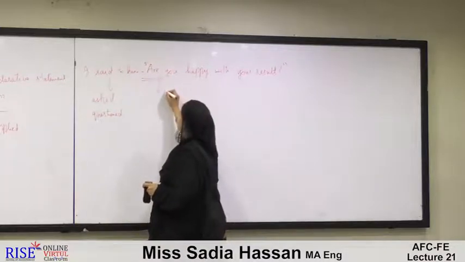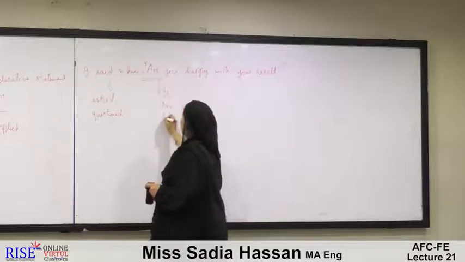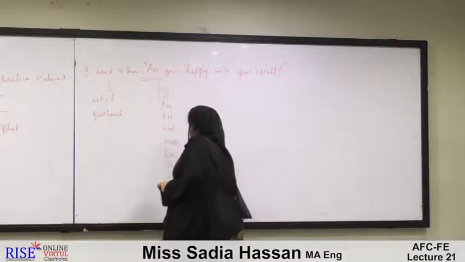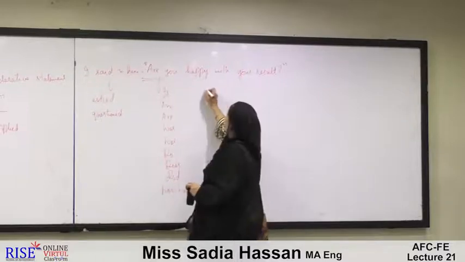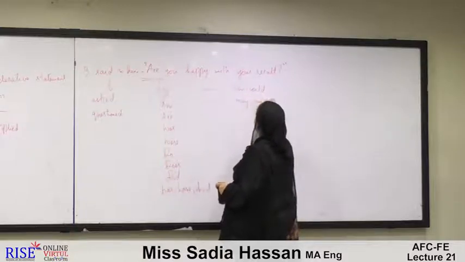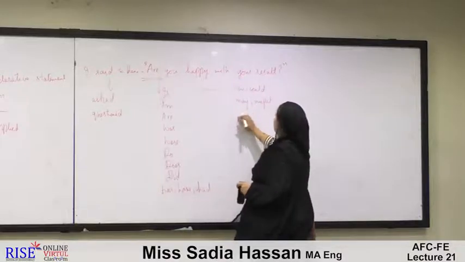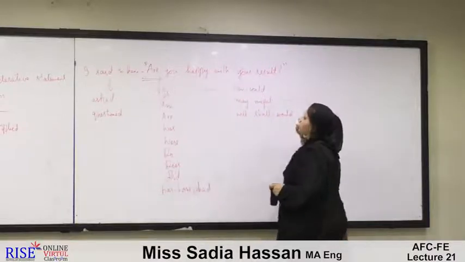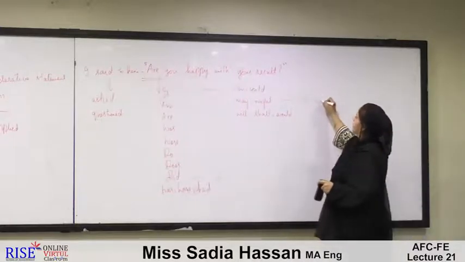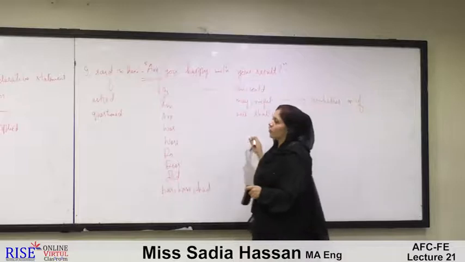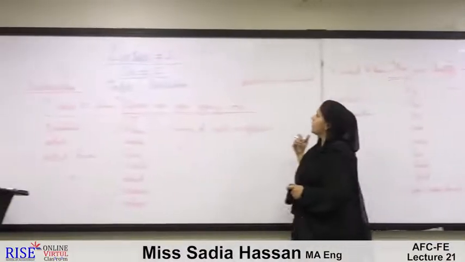Whenever the reported speech starts with any of the helping verbs, is, am, are, was, were, do, does, did, has, have, had, or any of the modal verbs like can, could, may, might, fine, or will, shall, would, we change them, rather we introduce them with the words whether or if. Okay? Now this was all the rules of interrogative sentences.